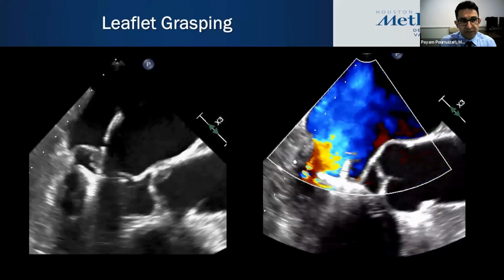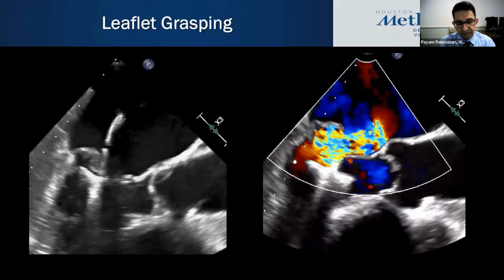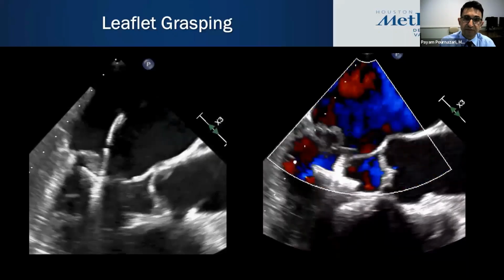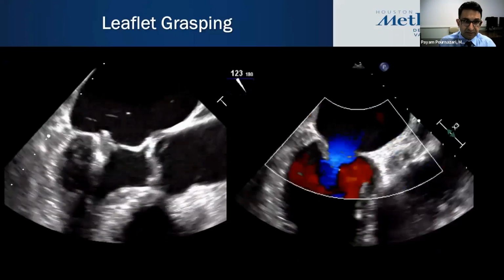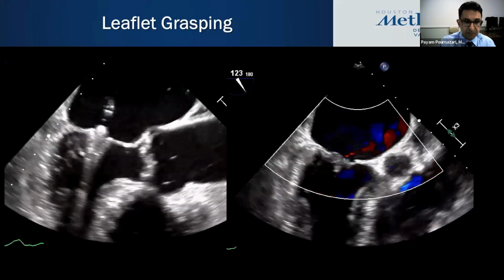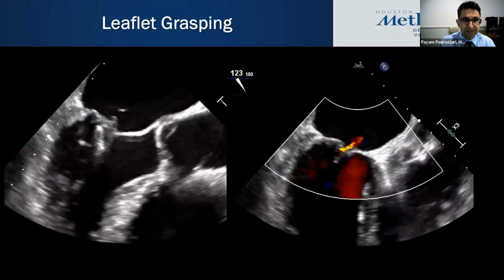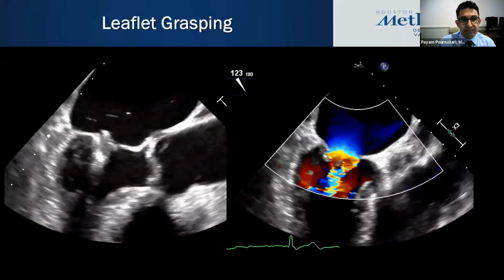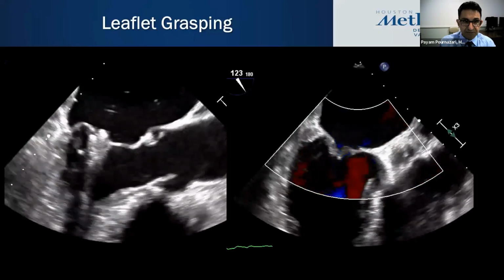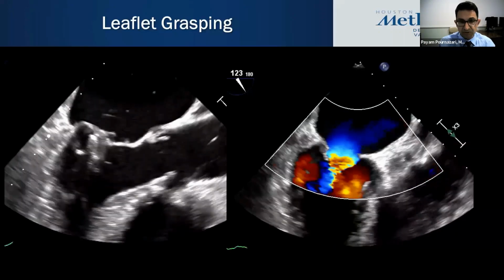When this is confirmed, the interventionalist can proceed with the grasp, and the leaflets are grabbed under TEE guidance. Further assessment is done with color Doppler to make sure that the grasp is accurate and there is reduction in mitral regurgitation.